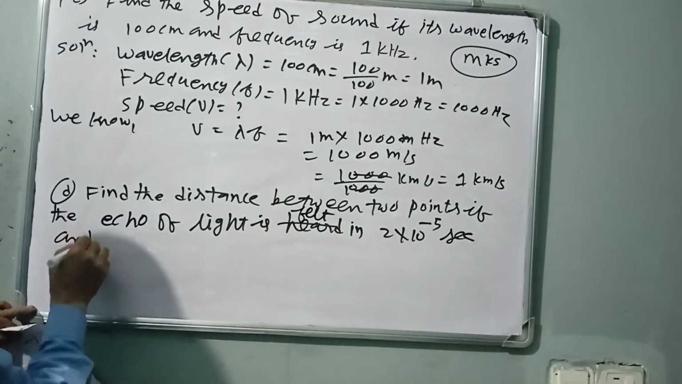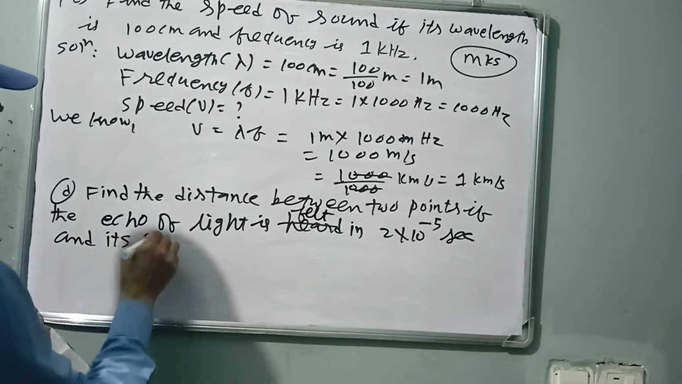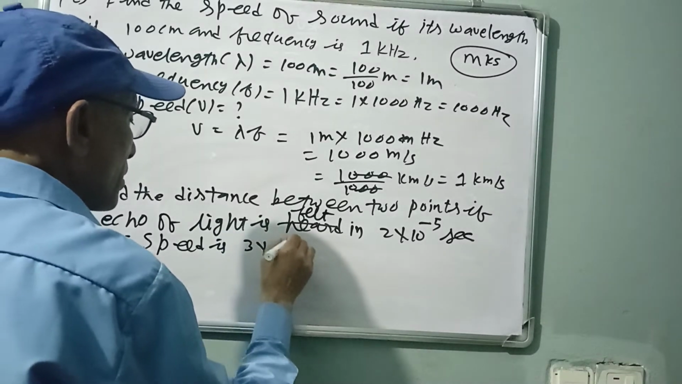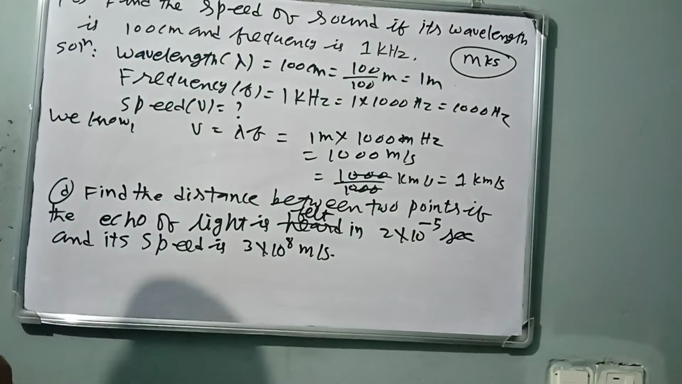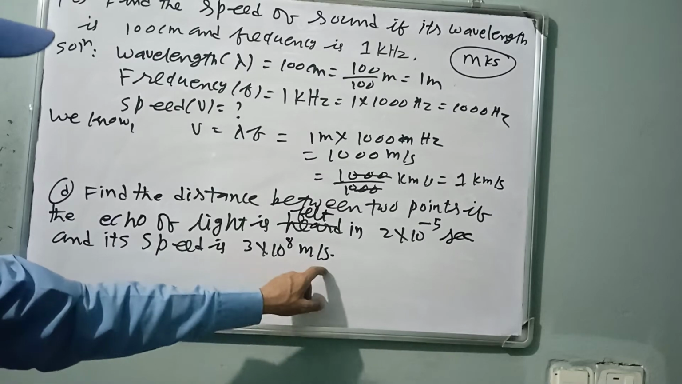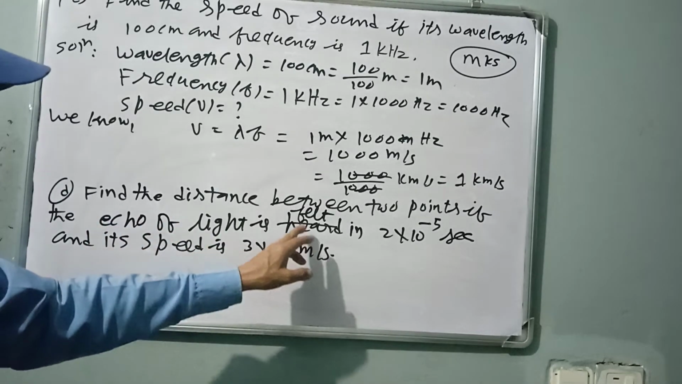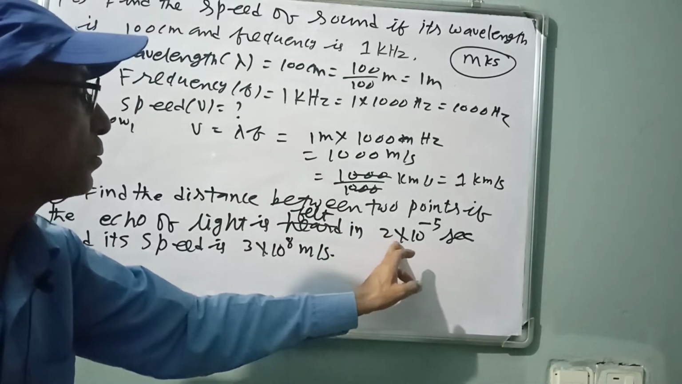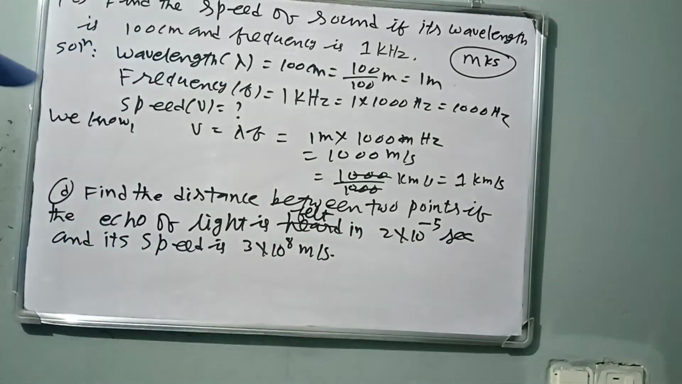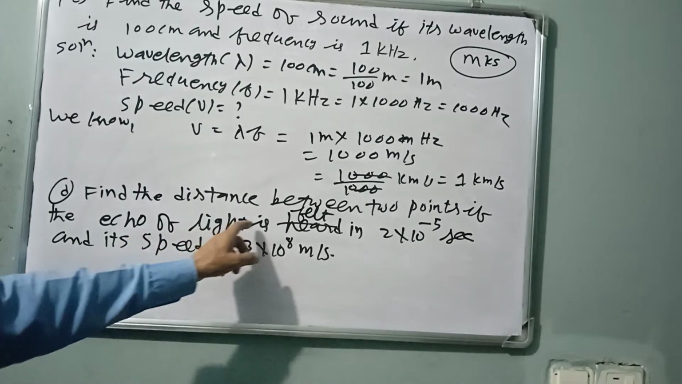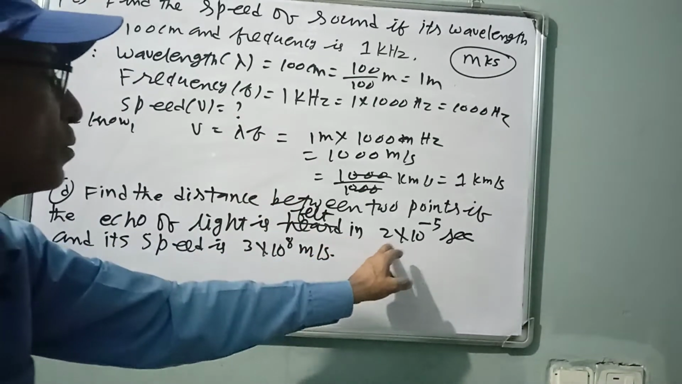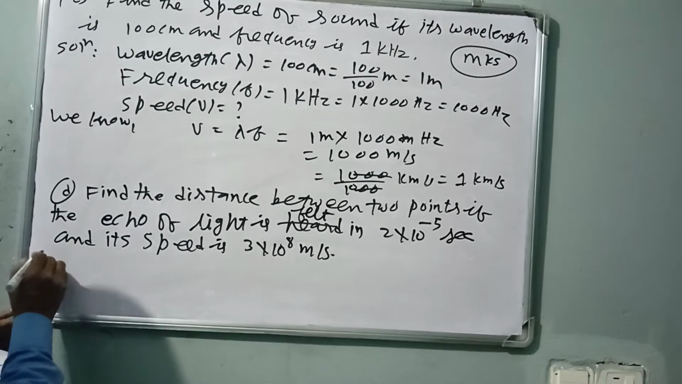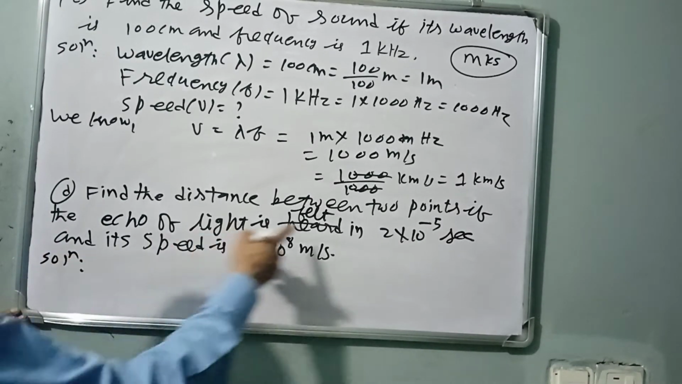And its speed is 3 into 10 to the power 8 meter per second. The speed of light is 3 into 10 to the power 8 meter per second. The echo is recorded in 2 into 10 to the power minus 5 second. Find the distance between 2 points. What is given? The solution is this.